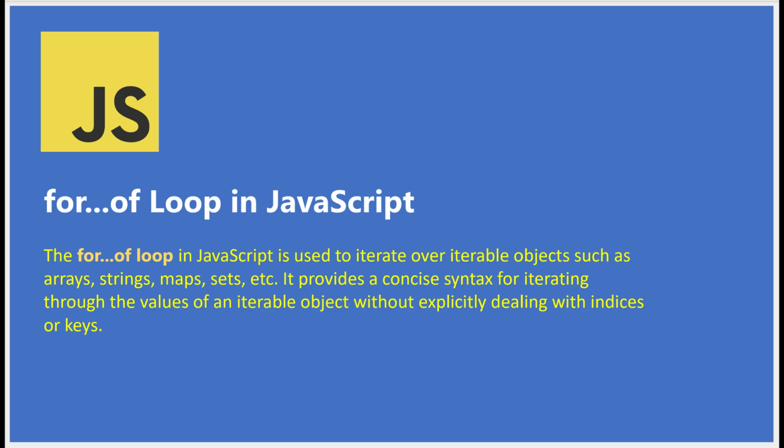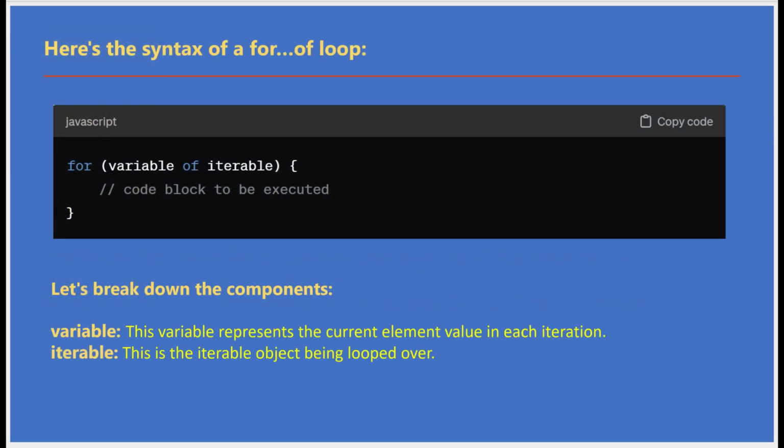in indices or keys. So what does a for of loop look like? Picture this. You write for followed by parentheses. Inside these parentheses, you declare a variable. This will represent the current element value as you loop through. Next, you write of, followed by your iterable object. Finally, you add curly braces, and within these you write the code block to be executed for each iteration.